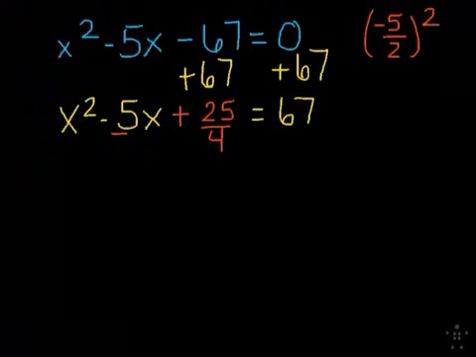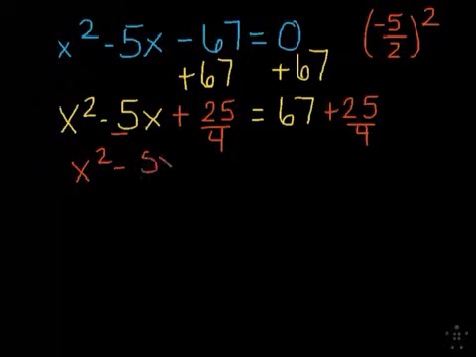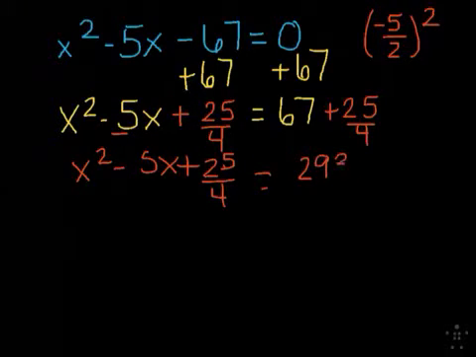Okay. So I added it on this side. I'm going to add it in on this side. It is okay that it's a fraction. That is perfectly all right. Leave it as a fraction. Don't change it to a decimal. Just leave it. All right? So that means we have x squared minus 5x plus 25 over 4 equals 293 over 4. Yes, it's still a fraction. Leave it as a fraction. You're going to be happy you did later.